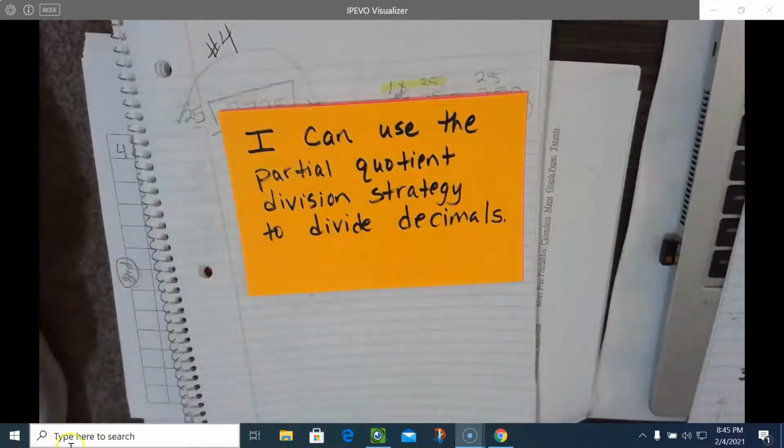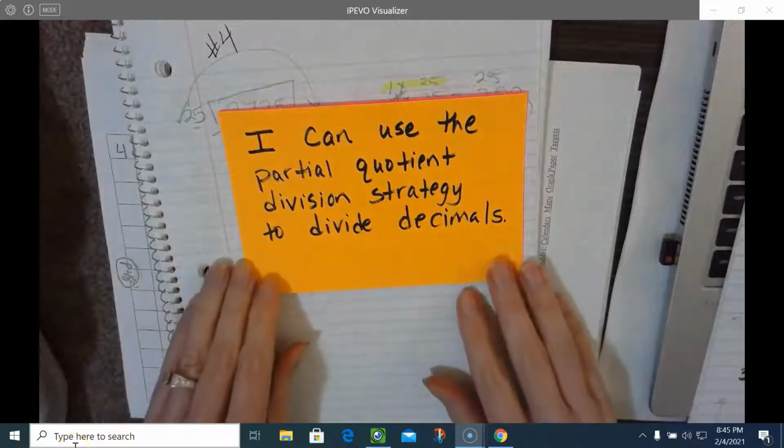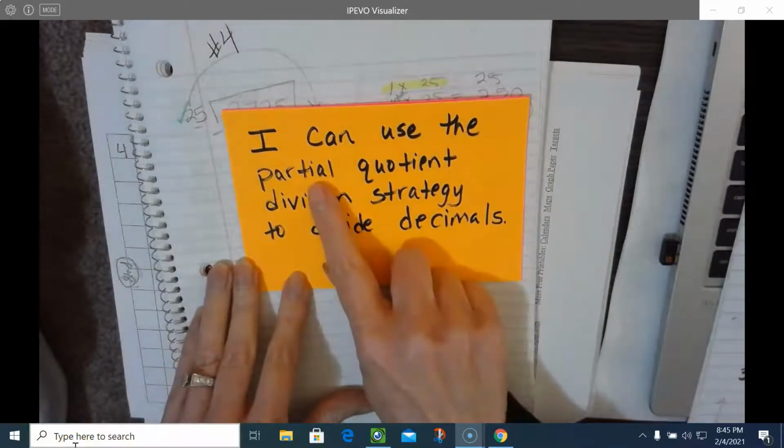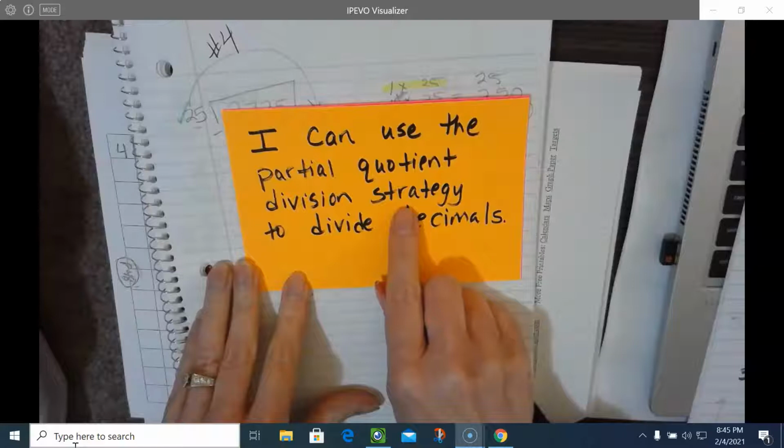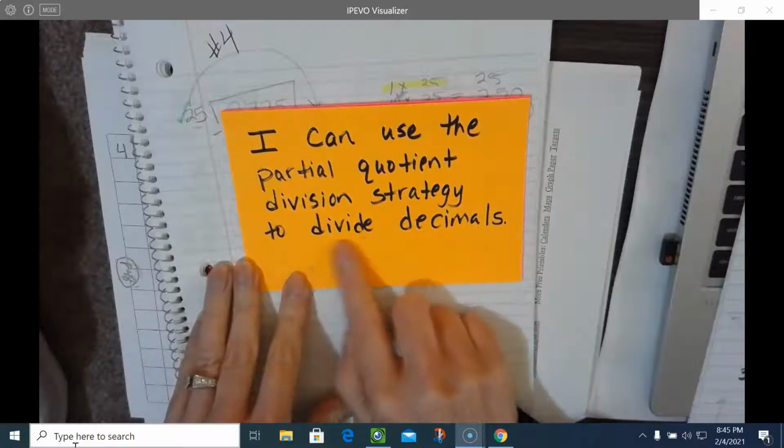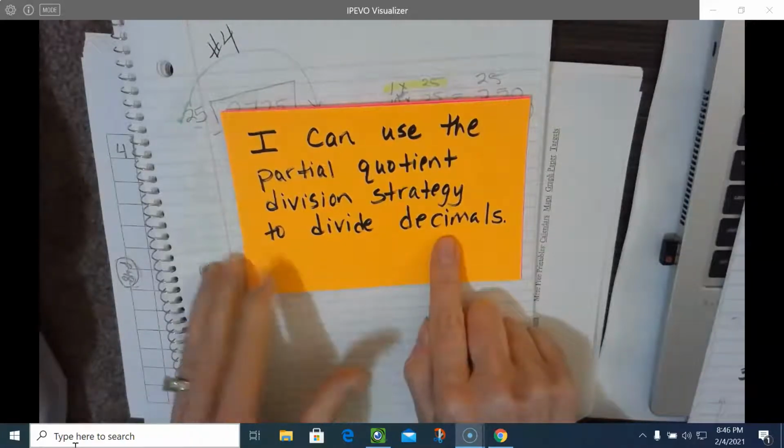Our I can statement for today is we are going to be continuing to work with the partial quotient division strategy, except today we are going to be using decimals.